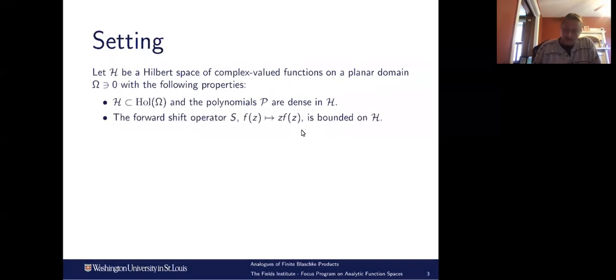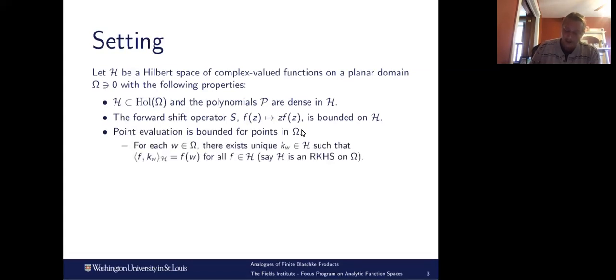And of course, we want the forward shift operator. This is kind of where the operator theory comes in. We want this to be bounded on H. This is just multiplication by your independent variable. And further, we want a reproducing kernel Hilbert space. This means that point evaluation is a bounded linear functional for every point in our domain. Namely, by the Riesz representation theorem, we have what we call a kernel function. I'll denote this by K_w.